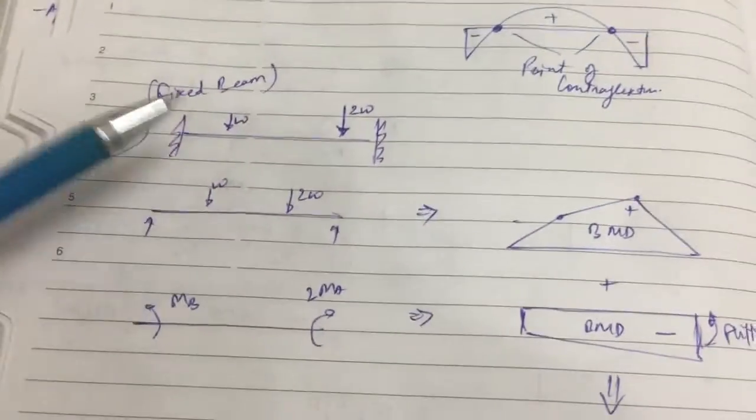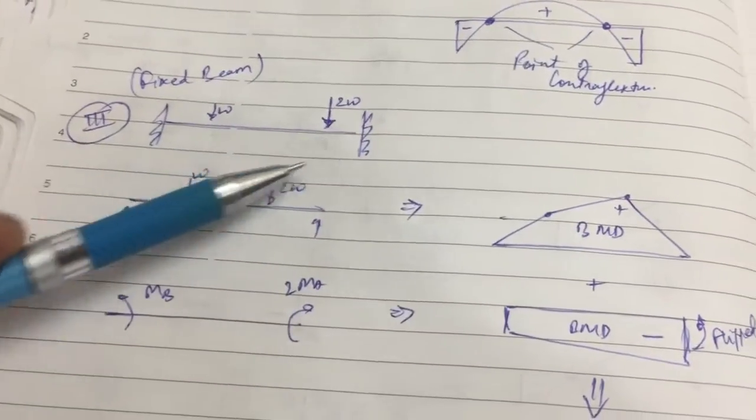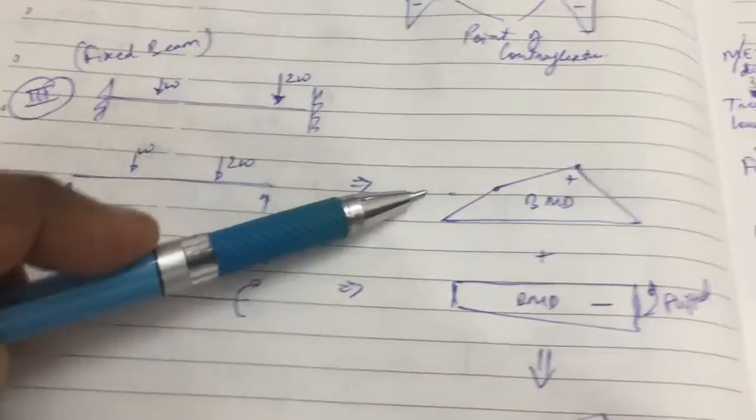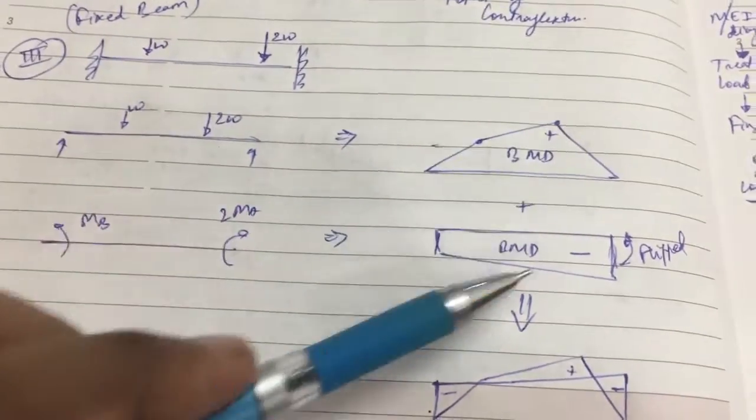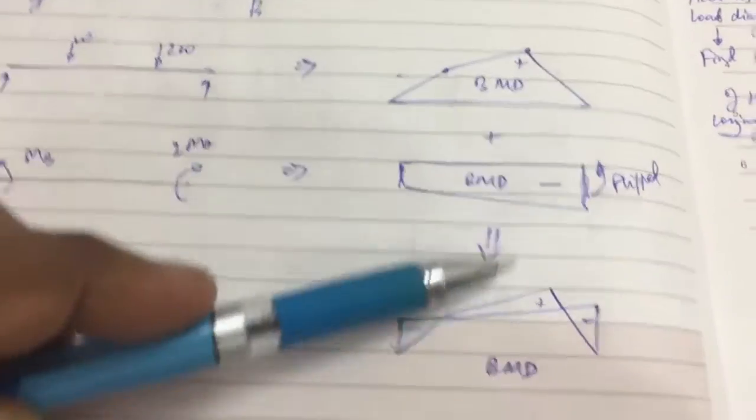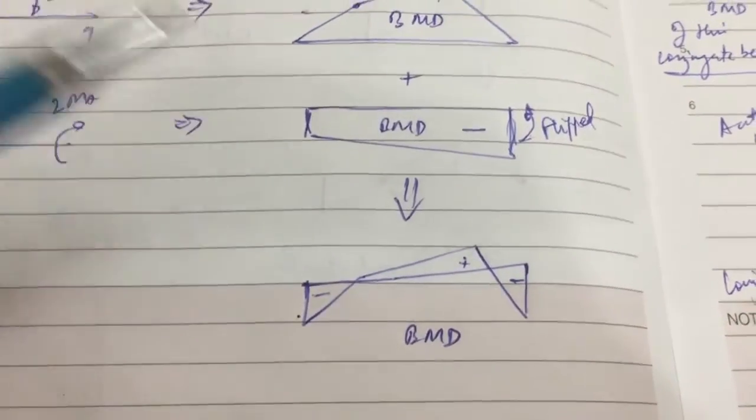And for this kind of case, where there are twice the load, we again simplify it. So we get the BMD for this something like this, and for the moment it is something like this. When we superimpose, we get the final BMD similar to this.